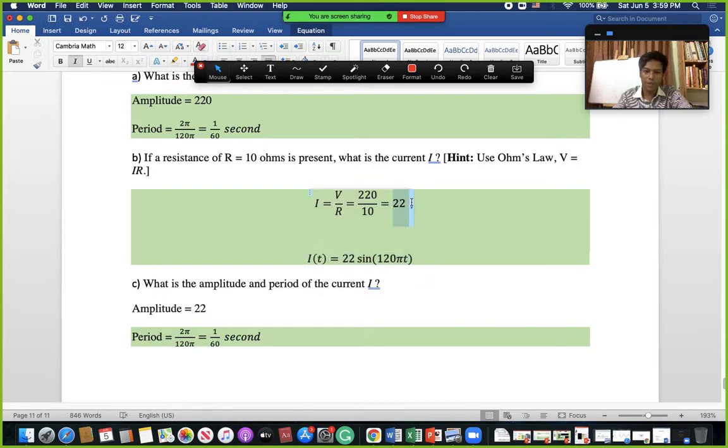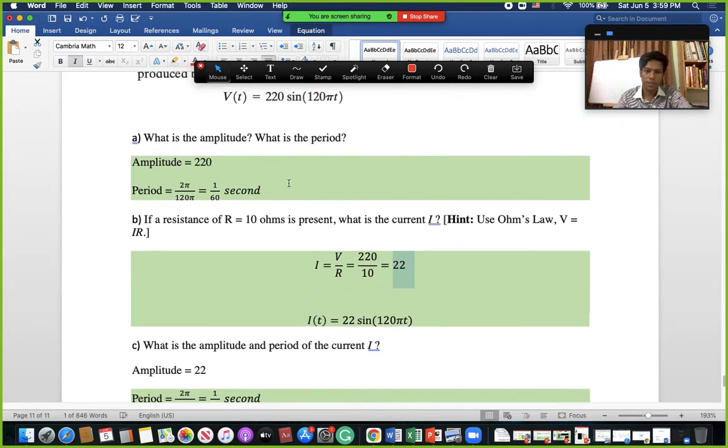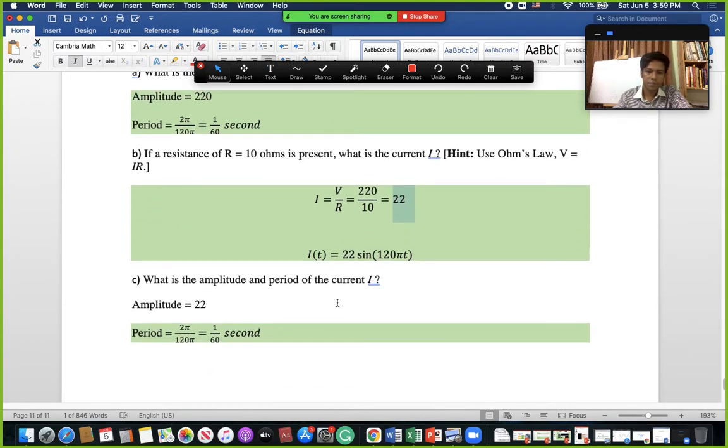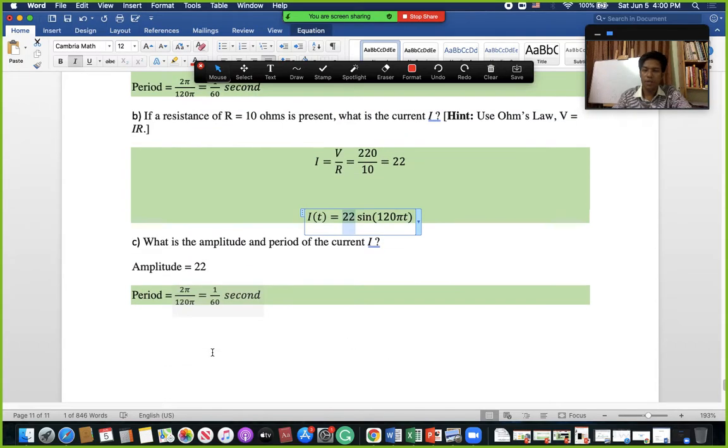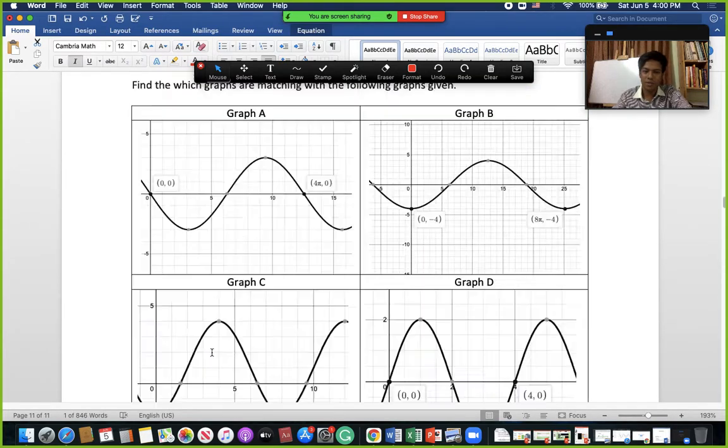Then we make this function again, 22, and everything is just like the previous question. So just the new amplitude changed, but the period is still the same, because 2 pi divided by omega is 125, and then we cancel out, we get 1 divided by 67. Alright, so that's all. This is the quick recap on these answers and solutions.